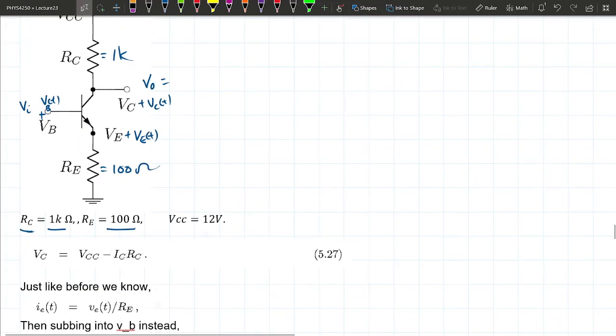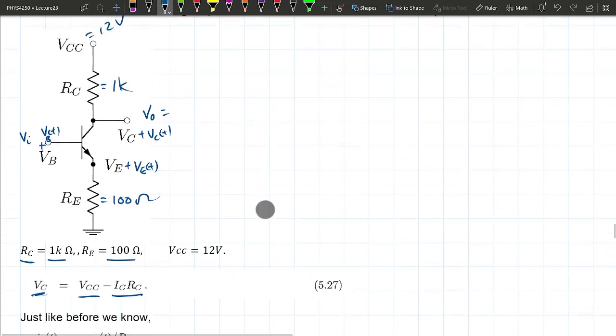First thing to note is that whatever the voltage at the collector is going to be VCC minus IC times RC. Can anyone tell me why? Which law tells me that? Just Ohm's law, right? Whatever the voltage is here has to be a voltage drop from VCC, because that's the connection between them.